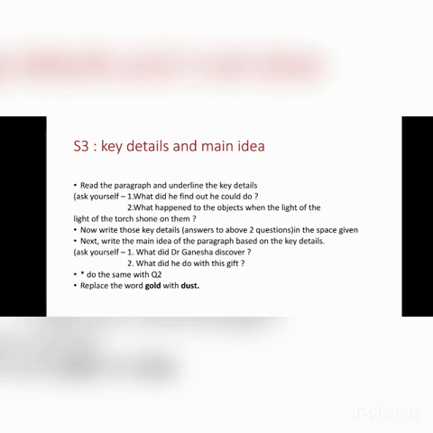Now for your main idea, looking at these two lines, what do you come to know? What is the main idea that we find out? So over here you ask yourself the question, what did Dr. Ganesha discover? We already know that Dr. Ganesha discovered a torch that could turn things into gold. And what did he do with his gift? So we know that he decided to help people as much as he could with this gift. So that is your main idea. When you read the paragraph and you underline your key details, you will automatically come to know the main idea.